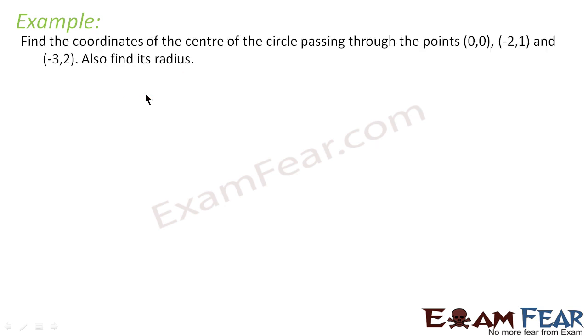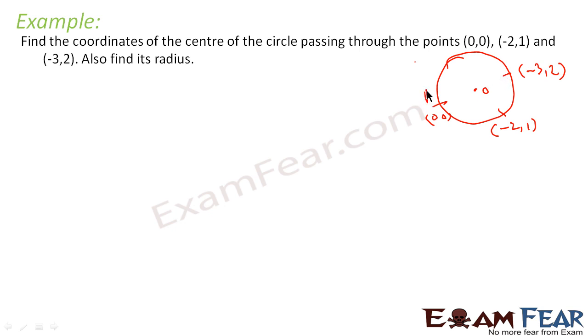You can try this. We have to find the coordinates of the center of the circle passing through (0, 1), (0, -2)... and (-3, 2). Also we have to find the radius. I'll explain what the problem is saying. This is a circle, and this passes through three points: (0, 0), (-2, 1) and (-3, 2). We have to find the center. Let's suppose the center is O. We have to find the center and also the radius.